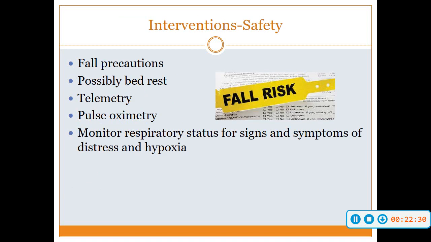All right, so safety interventions. Fall precautions, because they have a weak gait, possibly bed rest if they're that weak and they shouldn't be getting out of bed. Telemetry monitoring, because we could have some dysrhythmias. Pulse oximetry monitoring, because they're at high risk for respiratory issues. We're going to monitor for signs and symptoms of respiratory distress and hypoxia.